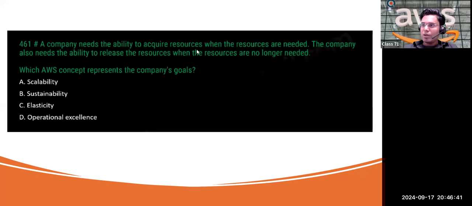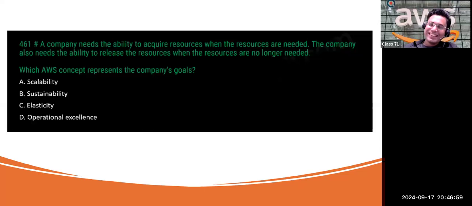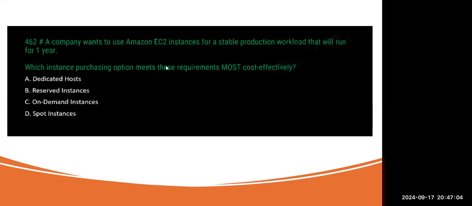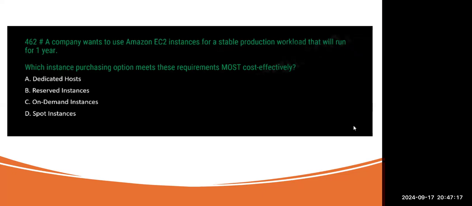And a company needs the ability to acquire resources when the resources are needed, and also the ability to release the resources when no longer needed. Again, same question. I think we have done it. Mark knows the answer. I haven't even looked at it yet. Mark memorized this one. Oh, this one is elasticity. Yeah, elasticity. A company wants to use Amazon EC2 instances for a stable production workload that will run for 1 year. It's easy, stable and 1 year. Reserved instances. Yeah.